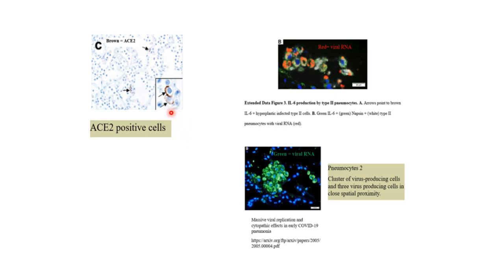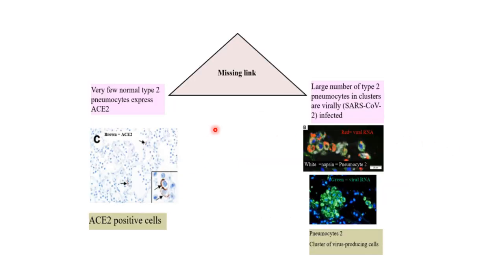Now returning to the issue of very few cells that are staining for ACE2 in the alveolar epithelium, yet large numbers of virally infected pneumocytes, clusters of virally infected pneumocytes, and see what's going on there. So there is a missing link. We have to try to explain how it is that very few normal type 2 pneumocytes express ACE2, and then there are a large number of type 2 pneumocytes in clusters that are virally infected.